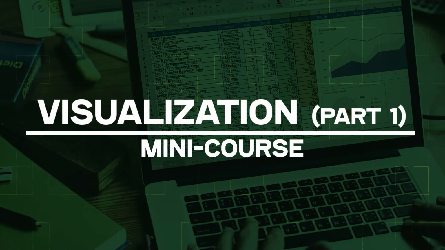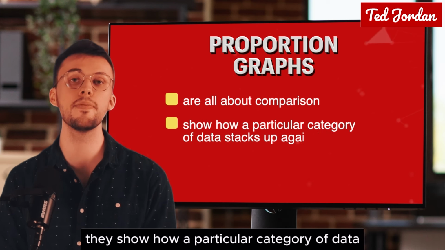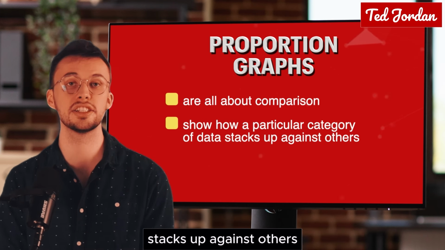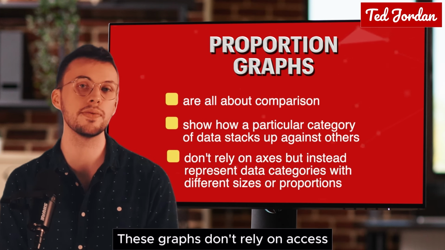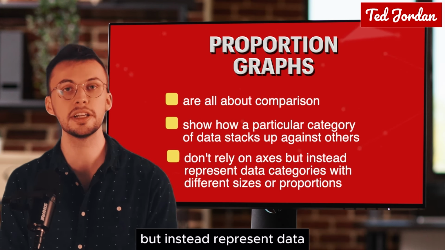First, let's understand the essence of a chart in Excel. There are numerous types of charts: bar charts, pie charts, line charts, and many more. Each type is suited to specific kinds of data and analysis. Despite this variety, we can broadly classify charts into two main categories: proportion graphs and axis graphs. Proportion graphs are all about comparison. They show how a particular category of data stacks up against others. These graphs don't rely on axes, but instead represent data categories with different sizes or proportions.